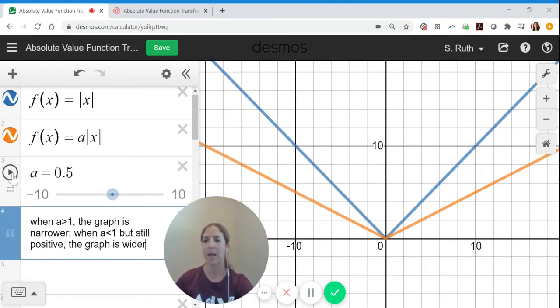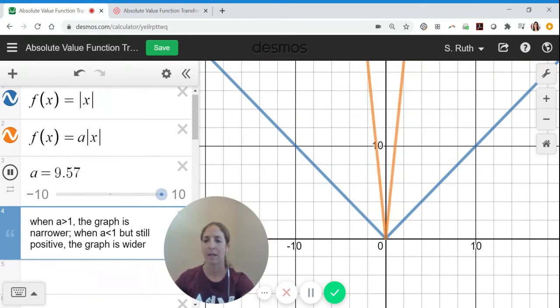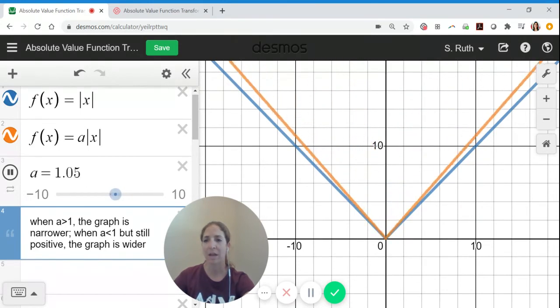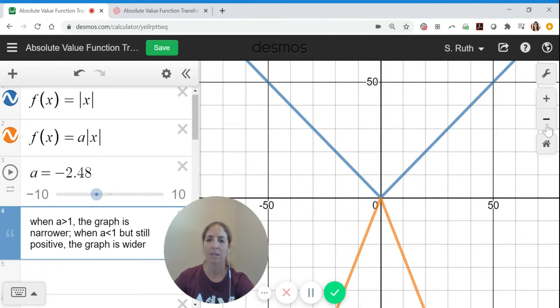But now let's watch A become negative. So we're still going positive. We're going to swing back and watch what happens as we begin to go negative. Here comes negative A. I'll just pause at a random negative location. And let's zoom out a little bit more so y'all can see. So when A is negative, it still has the ability to adjust the wideness or narrowness, but the other aspect that changes is it's now reflected across the x-axis.